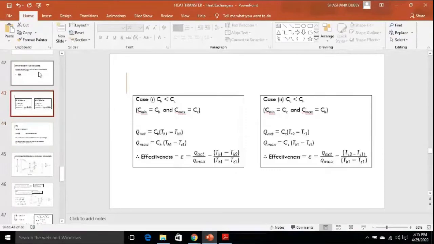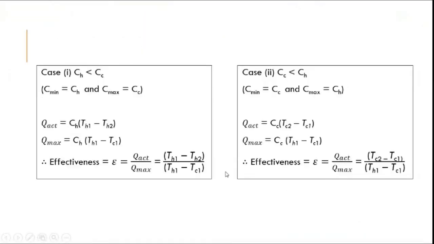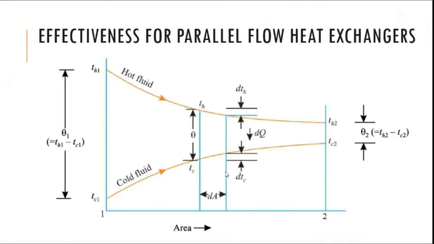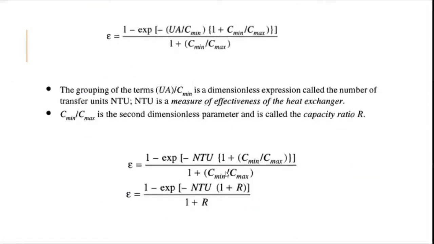So we saw what effectiveness is, what NTU is for a heat exchanger, and we derived the effectiveness relation for a parallel flow heat exchanger. For a parallel flow heat exchanger, effectiveness is given by 1 minus exponential of minus NTU multiplied by 1 plus capacity ratio, divided by 1 plus capacity ratio. This derivation was for a parallel flow heat exchanger. We have not done the derivation for a counter flow heat exchanger till now.